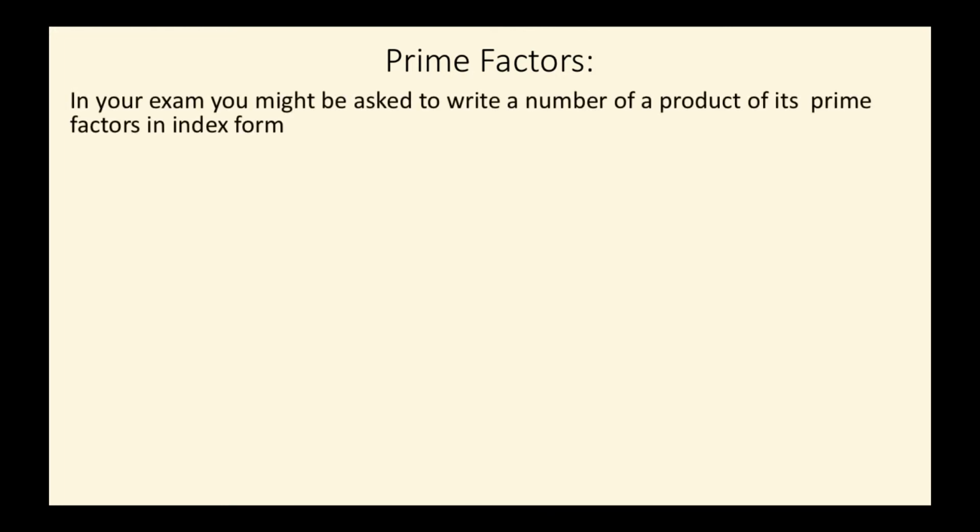Okay, so as well as knowing prime numbers, they might want you to find prime factors. So in your exam, you might be asked to write a number as a product of its prime factors in index form. So here's an example question. Write 36 as a product of its prime factors in index form. Now, we're going to do another video on index form, but you'll understand it by watching this one, so don't worry. So what we're going to do is find all of the prime factors of 36, but we're going to do it using a factor tree.